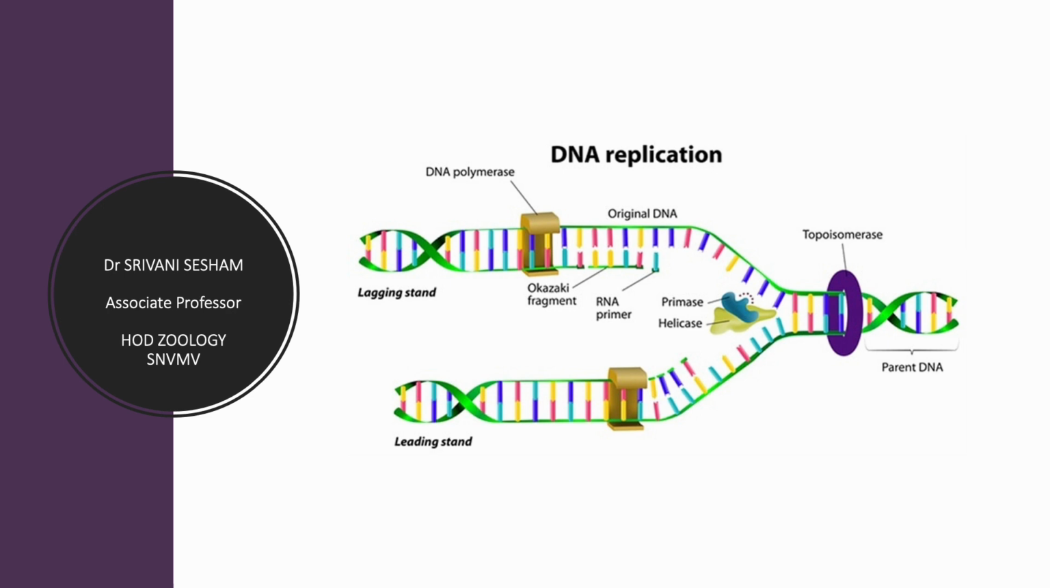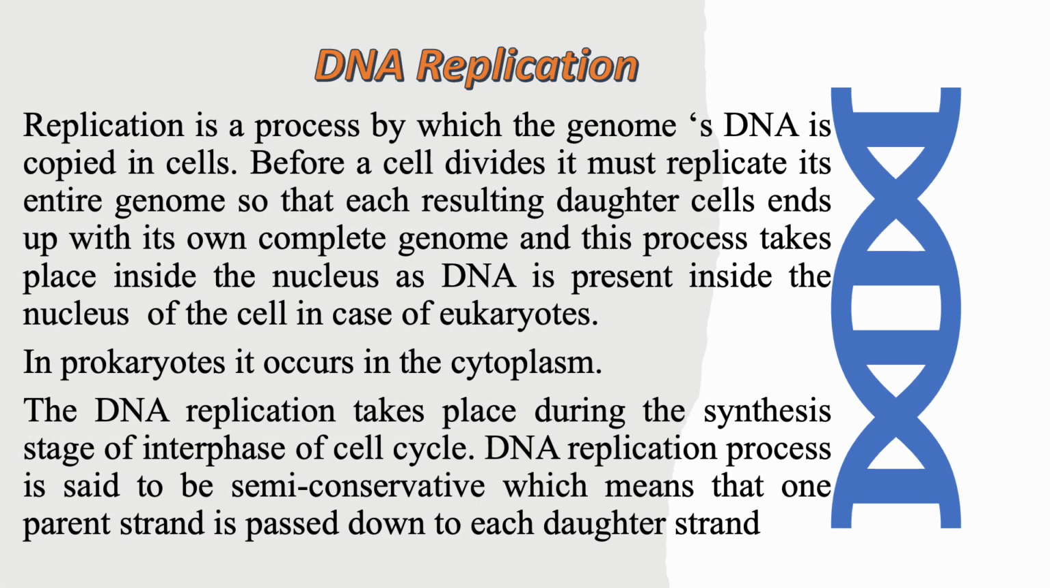DNA replication is a biological process that occurs in all living organisms and copies their DNA. It is the basis for biological inheritance, and DNA replication is the biological process of producing two identical replicas of DNA from one original DNA molecule. Replication is a process by which the genome's DNA is copied in cells.